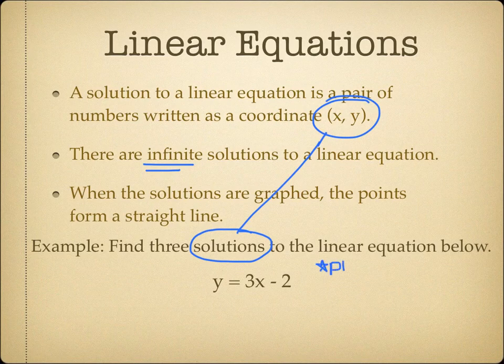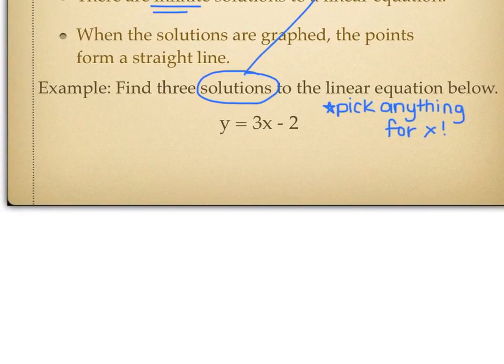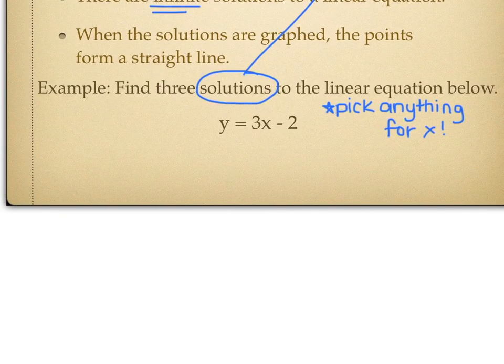Usually if you were here in class, I would ask you guys to pick anything, so you would believe me that you can pick anything. I'm just going to pick some numbers at random and find my solutions. Let me move this up so you have some room. So for example, I could pick x equal to 2. And so when I plug 2 in, I get y equals 3 times 2 minus 2. Well, that's 6 minus 2, which is 4. And so one of my solutions would be 2 comma 4. That's one solution to this linear equation.